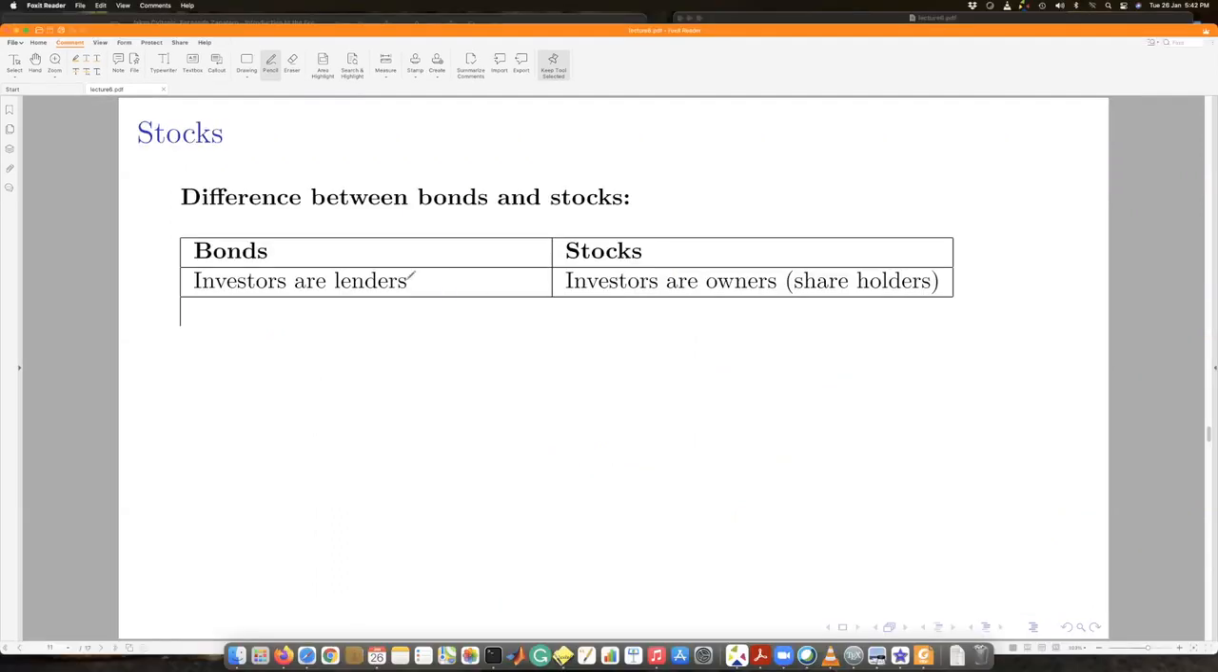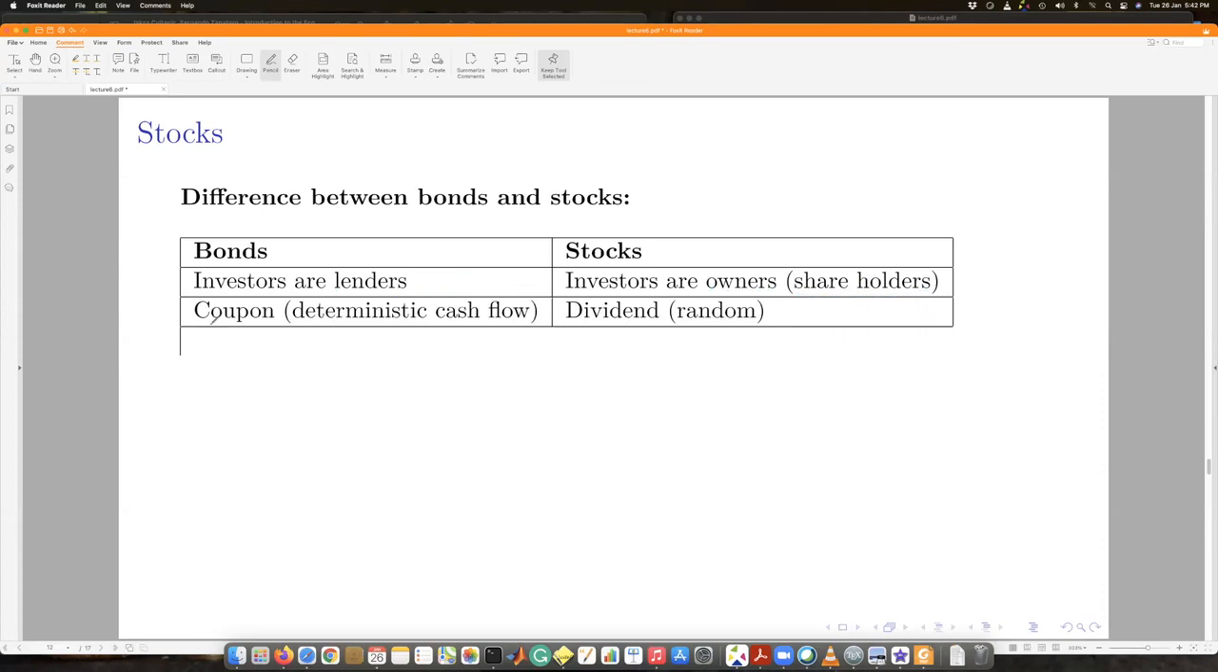As we have already seen, the main difference between bonds and stocks is that the investors are lenders, whereas the issuers are borrowers in the case of bonds. And in the case of stocks, the investors are actually holding a part of the ownership in the company as shareholders. Thereby, they are entitled to get a part of the profit that is made through the business of the company.